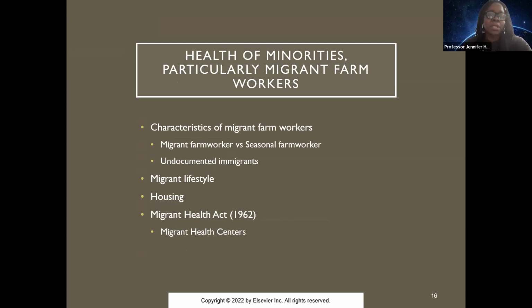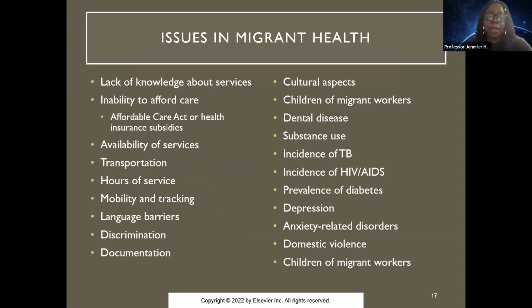So then as far as the characteristics of the migrant worker that's listed here for you, the seasonal versus those that come in and stay for longer periods of time tend to have a higher rate of undocumented immigrants working on the farm, housing concerns, and issues with making sure that you have proper care for them.